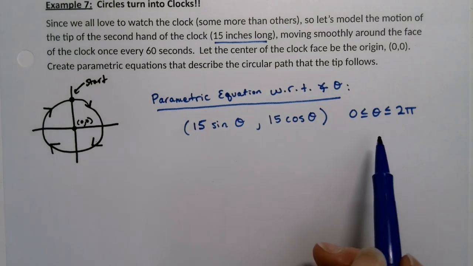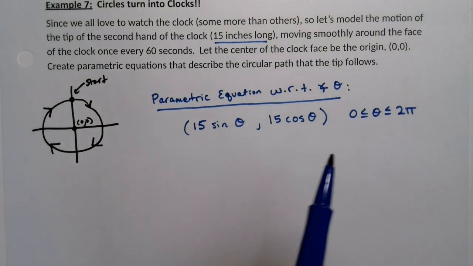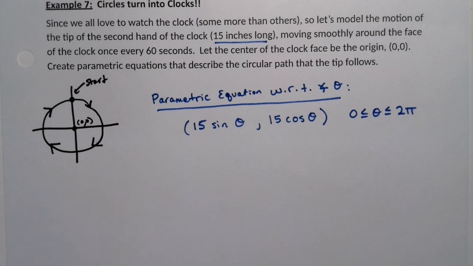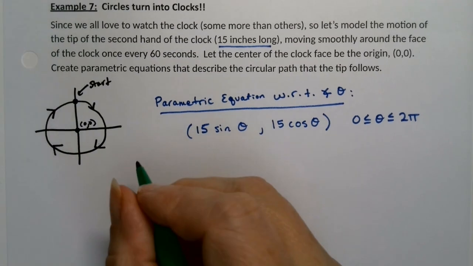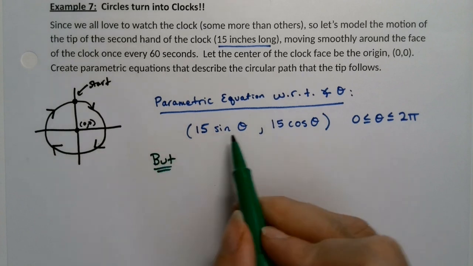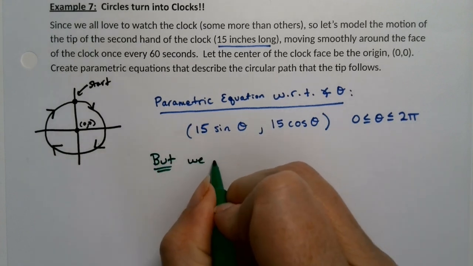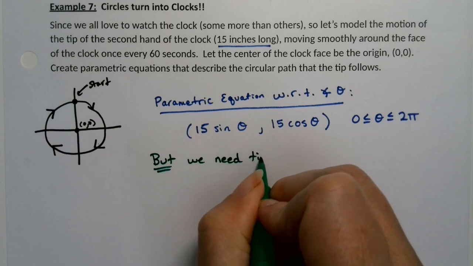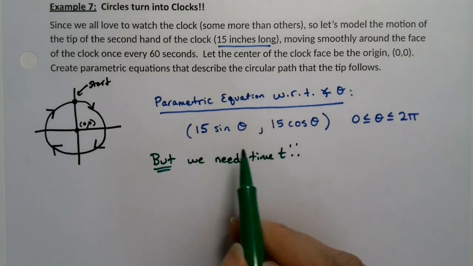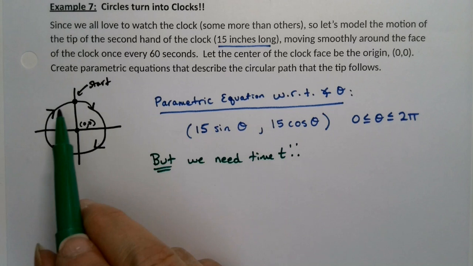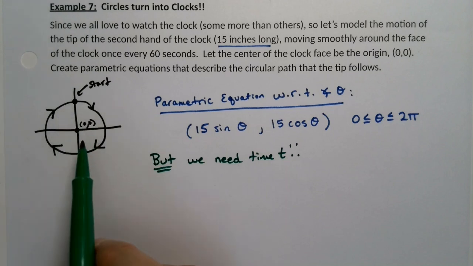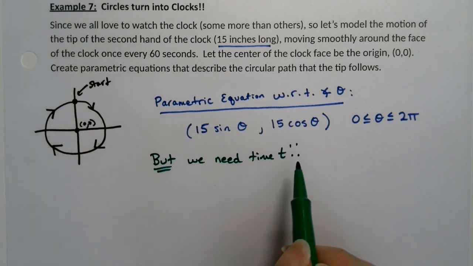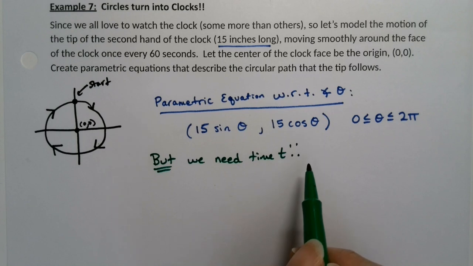Okay, this is all well and good, but this is not what we want. We want a parametric equation that describes the circular path the tip follows, but we haven't used the fact that it has time. So we need time. Let me write that down. This is correct, but not enough. This makes it that circular face, the clock portion we want, but it's not necessarily moving at the speed that we want. So we need to introduce time.